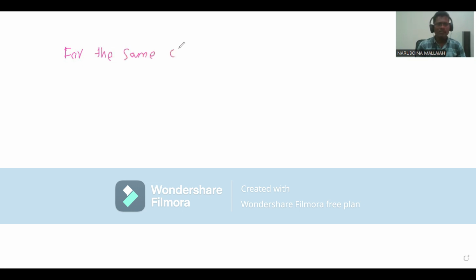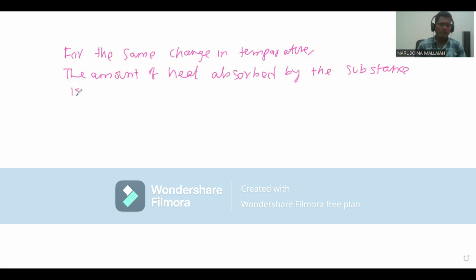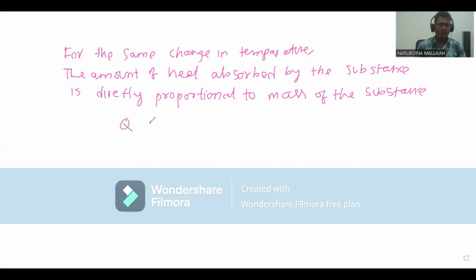For the same change in temperature, the amount of heat absorbed by the substance is directly proportional to the mass of the substance. So we can write Q is proportional to mass. Say this is equation 1.